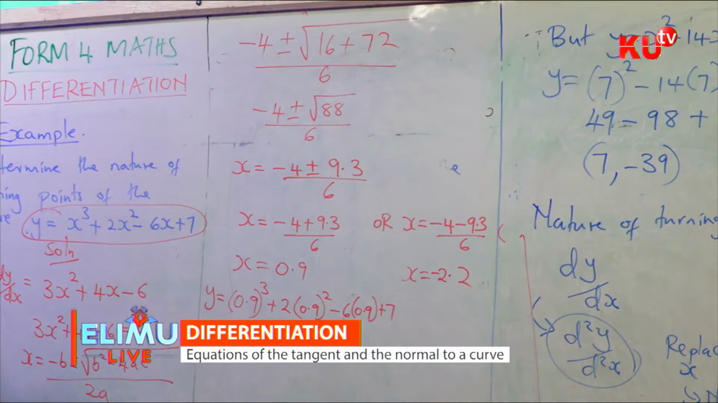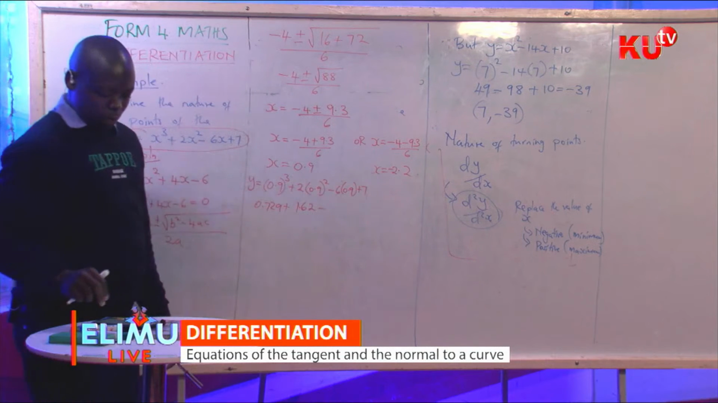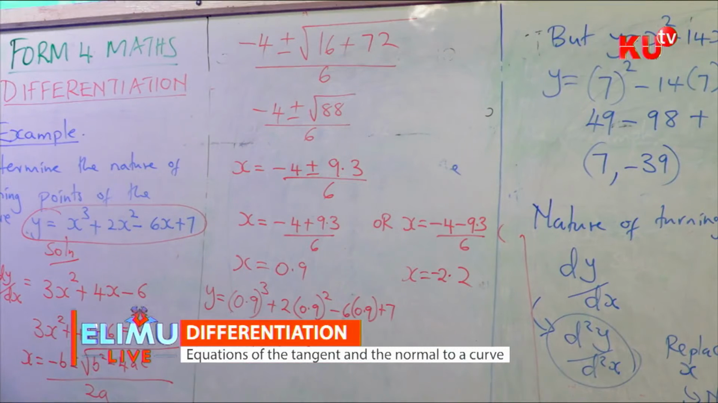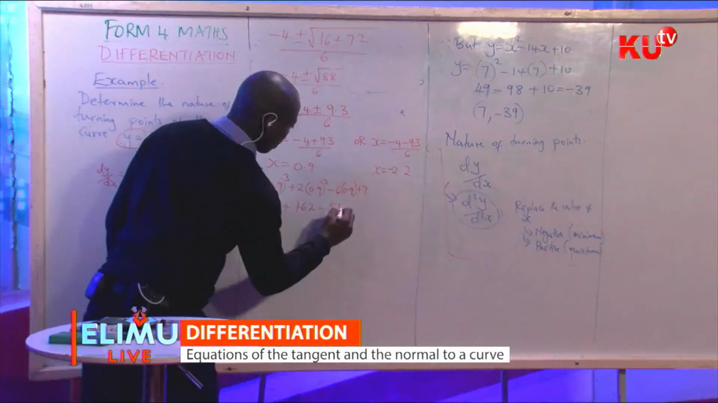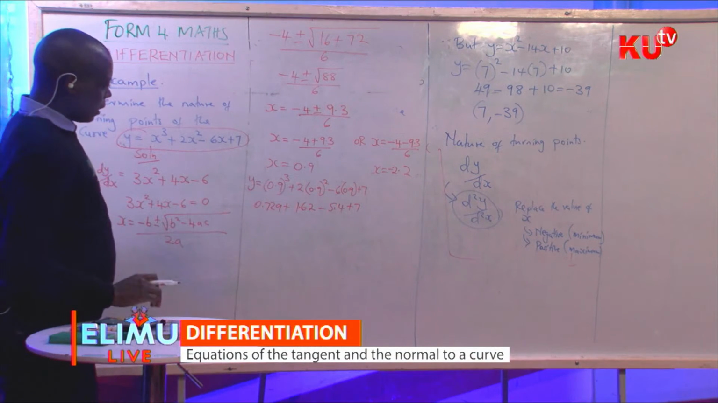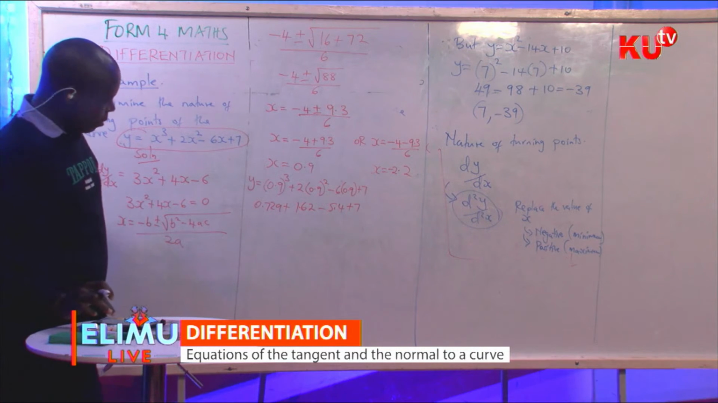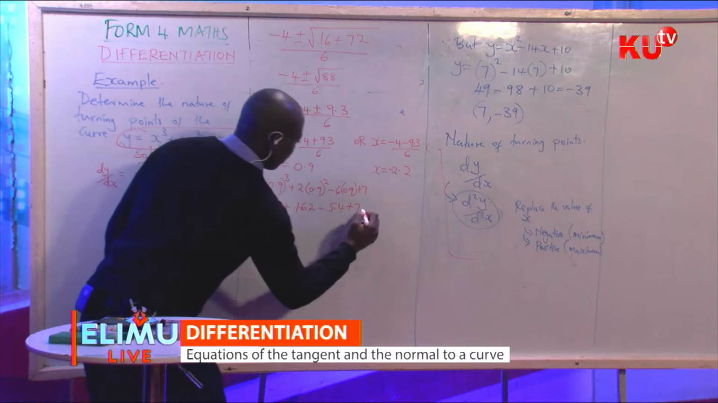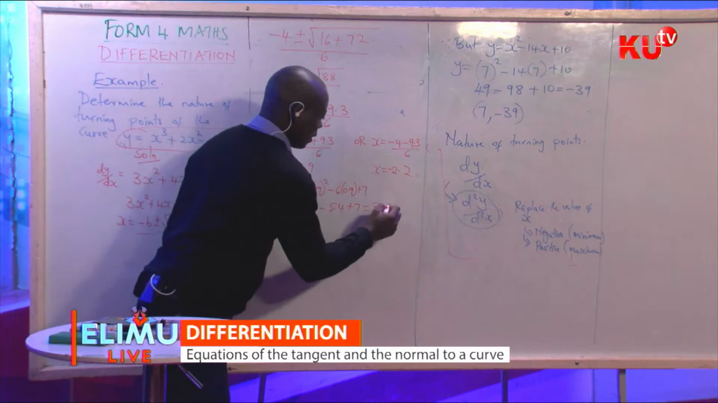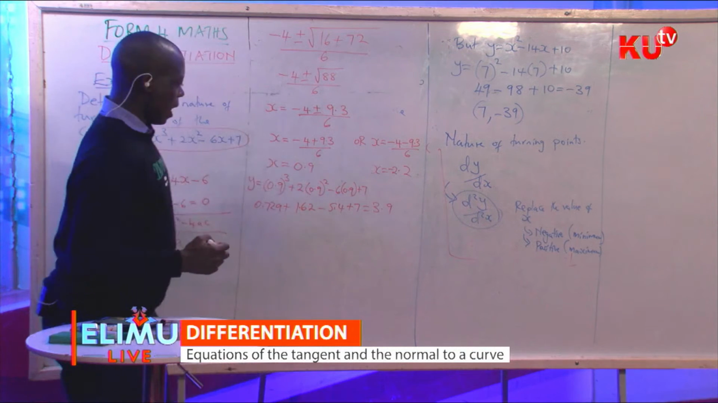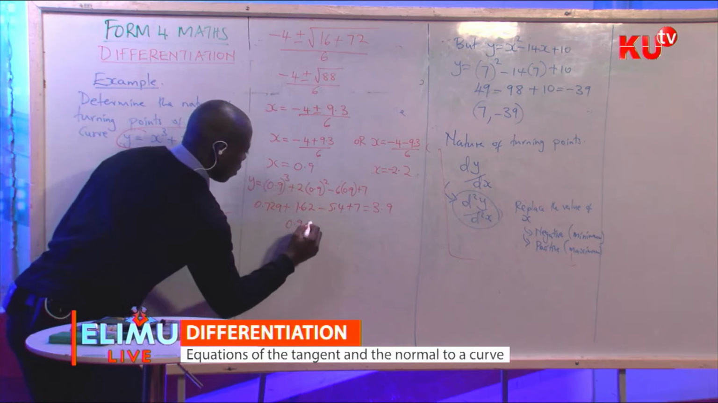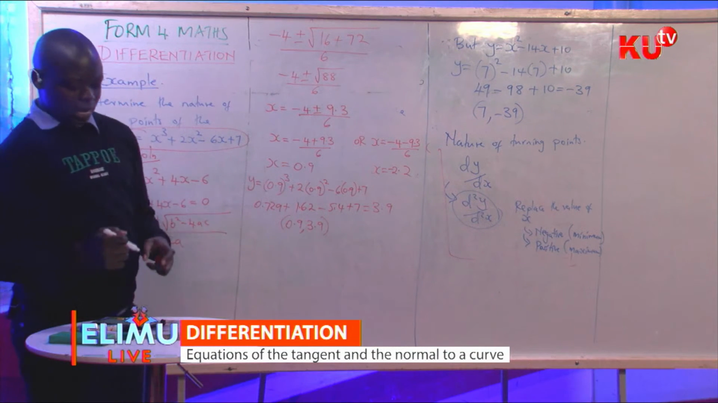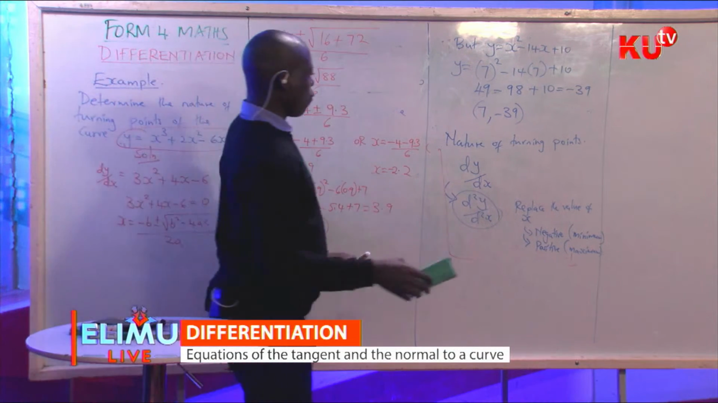0.9 squared times 2 is 1.62. We less 6 times 0.9. 6 times 0.9 is 5.4, plus 7. So students, what's the final solution? 0.729 plus 1.62 minus 5.4, and then you add 7. That will give us 3.9. Students, therefore our y is 3.9. Then it means the point is 0.9, 3.9. That is the value of y.